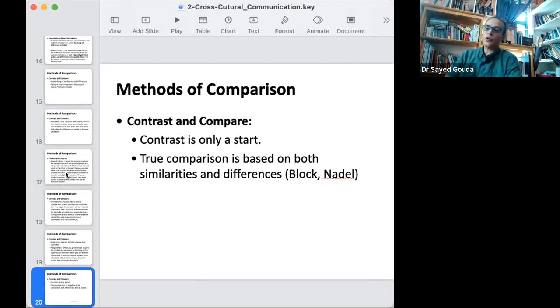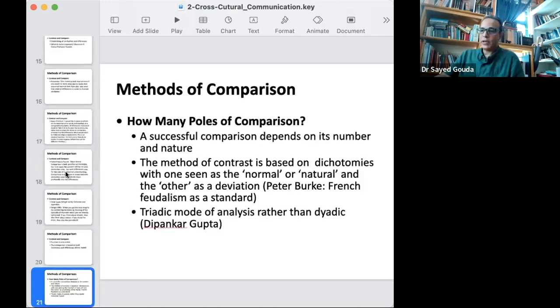So to contrast is only a start. We only try to find differences just as a start, to have a true comparison. A true comparison is based on both similarities and differences. Nowadays, modern scholars tend to have this understanding and to follow this line, that the true comparison is based on both. And, as I said, to have as many as possible. How many poles of comparison here? As I said earlier, we cannot just randomly pick up any two objects to make comparisons. No, they have to be of similar nature.